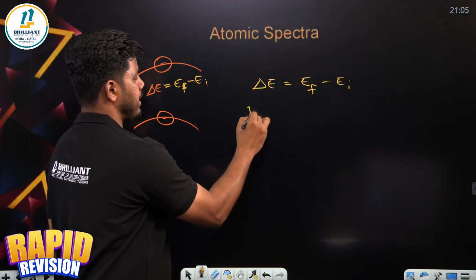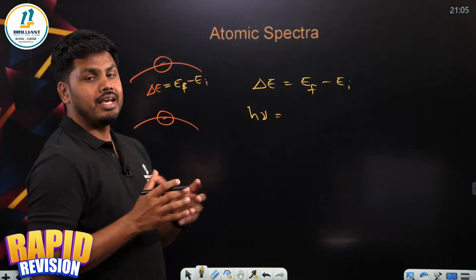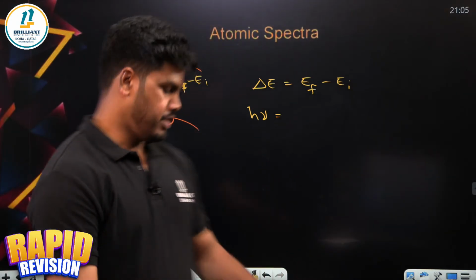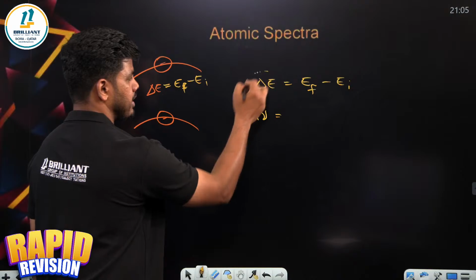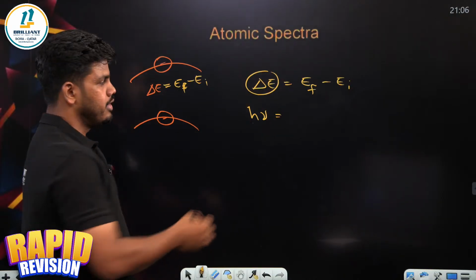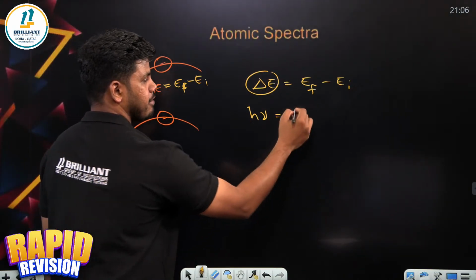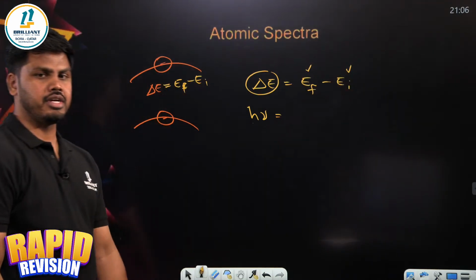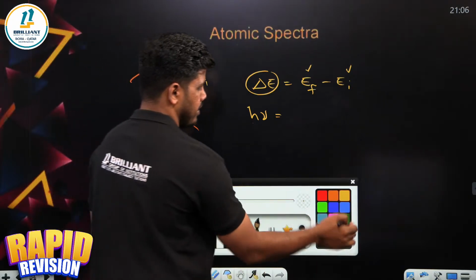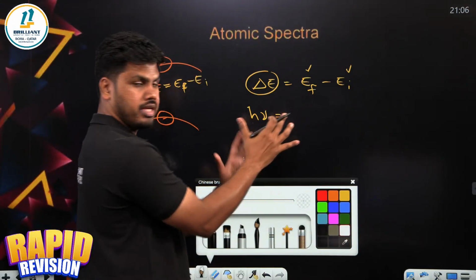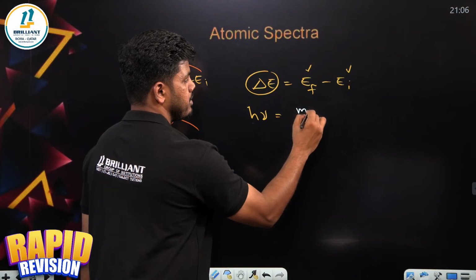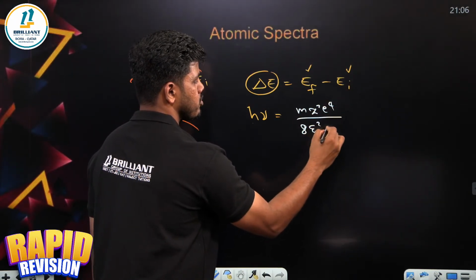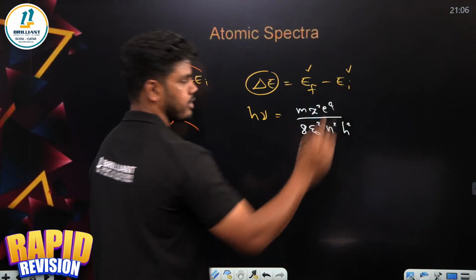Here delta E can be h nu, right? That energy can be either absorbed or released in the form of radiation. Therefore, we equated that delta E with the energy of the radiation. Then E_F and E_I are the energy levels, final and initial. We already have seen the energy level equation: m z square e raised to 4 by 8 epsilon 0 square n square h square.